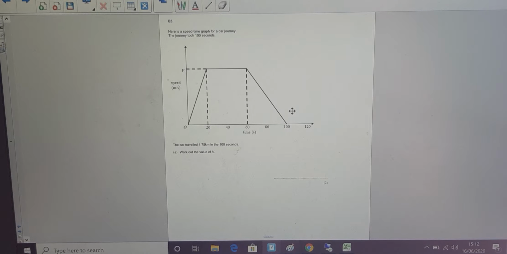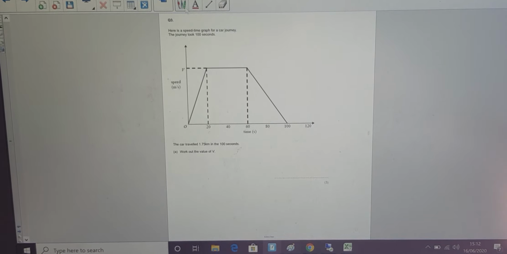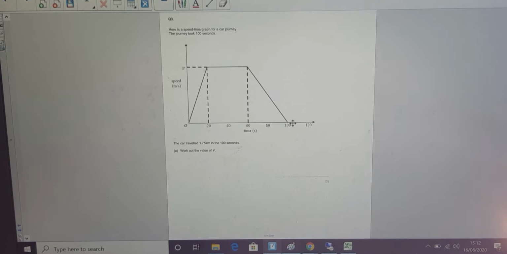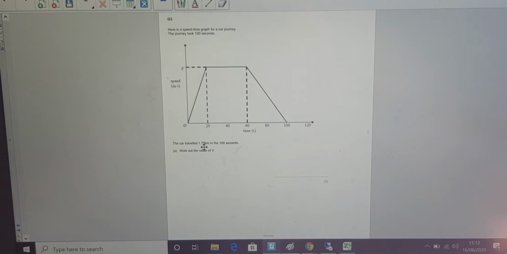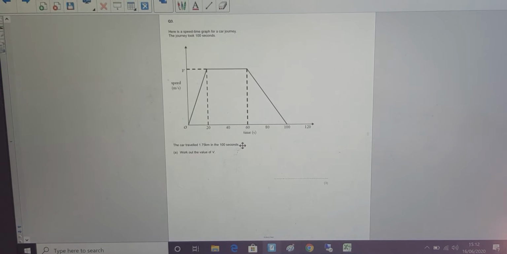Here is a speed time graph for a car journey. Speed time graph, that's important. The journey took 100 seconds, that makes sense because that's where it finished. The car travelled 1.75 kilometers in the 100 seconds. Work out the value of v, which looks like the top speed here, doesn't it?